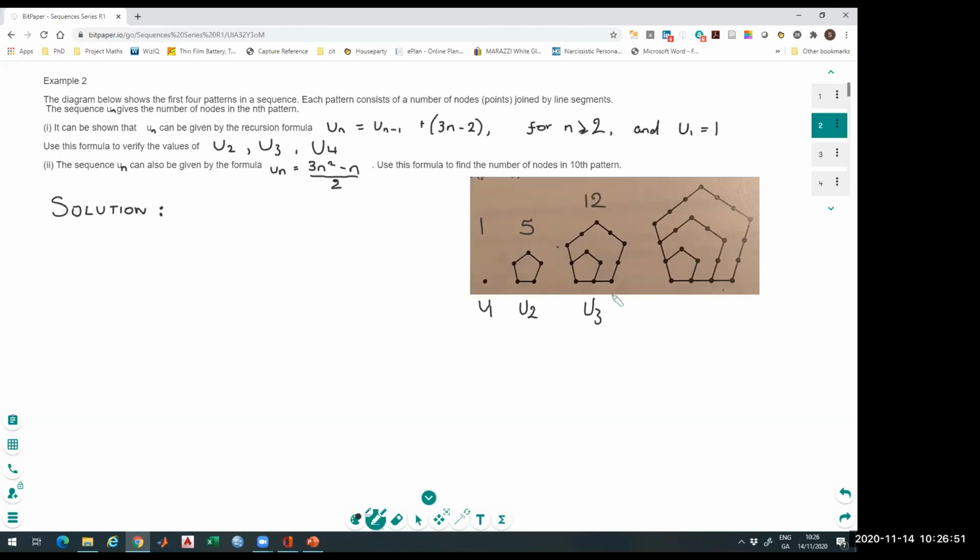And u of 4, we're going to calculate. I have it here written down, 22. Okay, so we're going to verify those values. So they've told us that u1 is equal to 1. That's a given. So we're going to use u of n is equal to u of n minus 1 plus 3n minus 2.